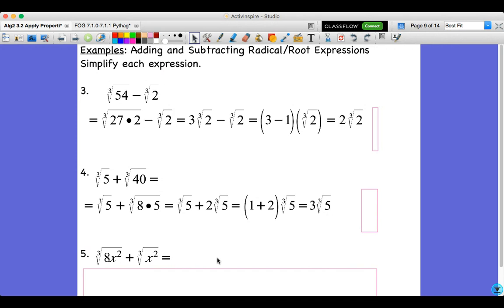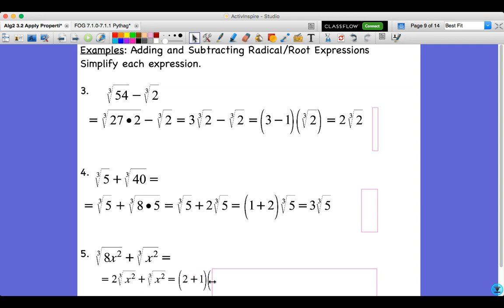What if we have an expression that has a variable? Well, in this case, we have the cubic root of 8 times x squared plus the cubic root of x squared. So let's take a look. The cubic root of 8 is just 2. So we have 2 times the cubic root of x squared plus the cubic root of x squared.